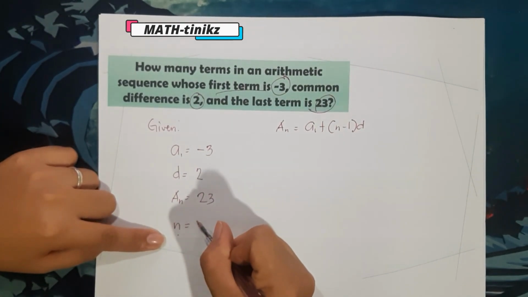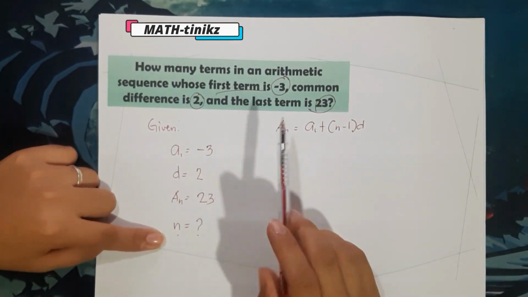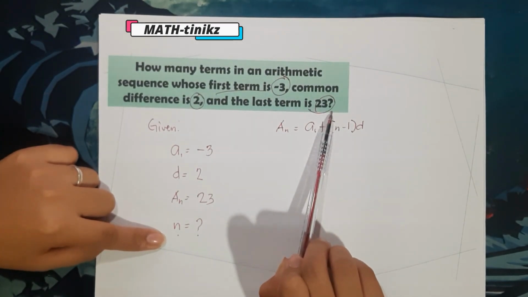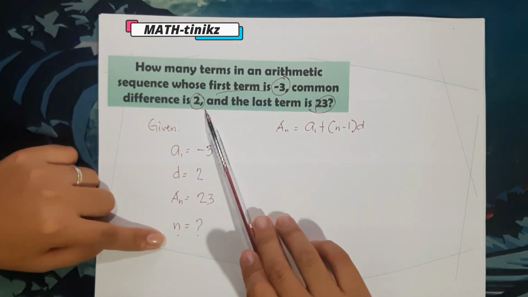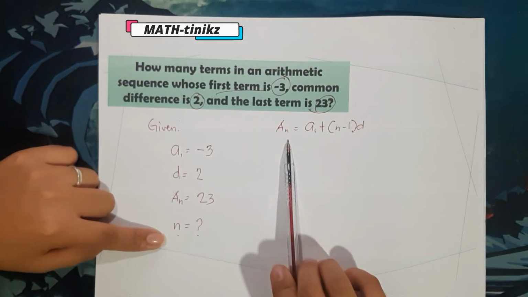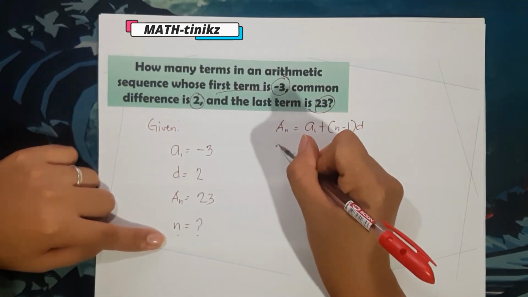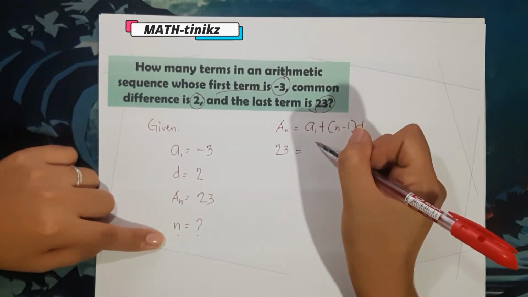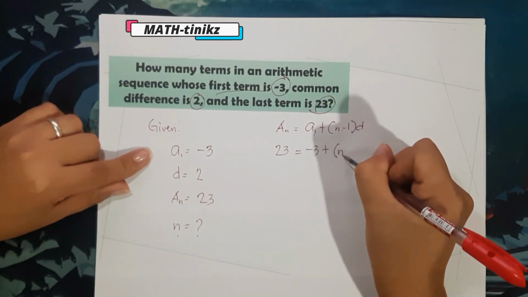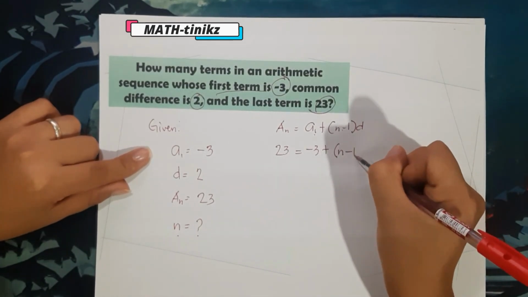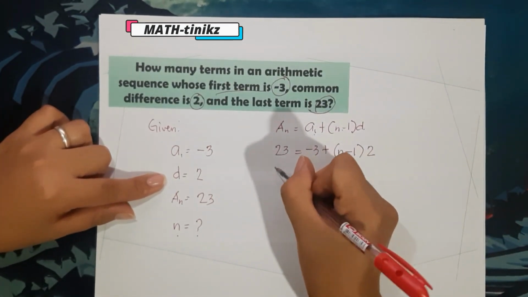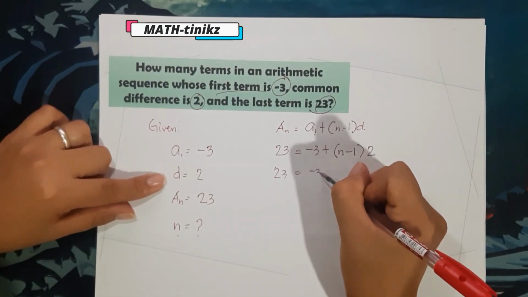N is what we are looking for. How many terms are there if the first term is negative 3, the last term is 23, and the common difference is 2? So, substitute: a sub n is equal to 23, a sub 1 is equal to negative 3, plus copy n, since it is what we are looking for, minus 1 times the common difference, 2.